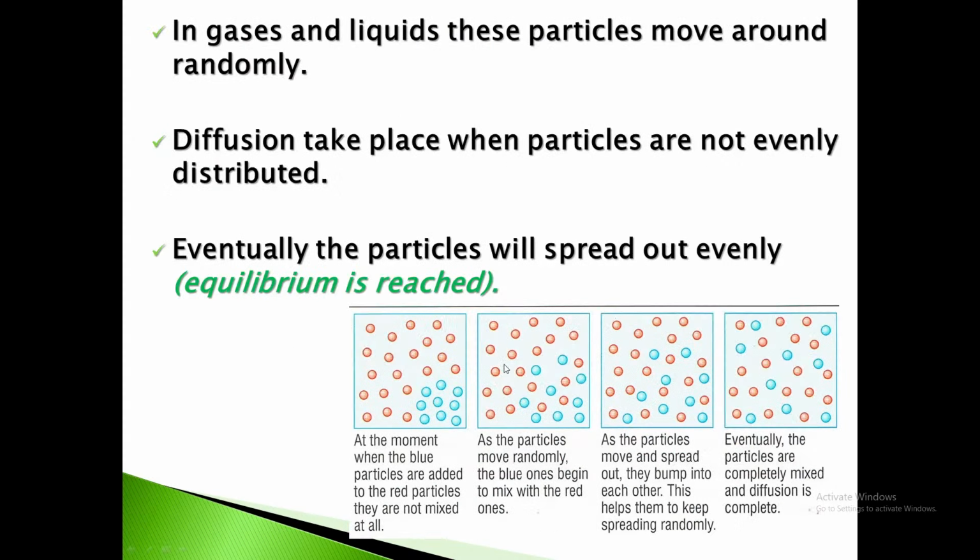All right, so these boxes now, we're going to use them to further explain diffusion. The first point is saying, in gases and liquids, these particles move around randomly. So any substance that is moving by the process of diffusion normally moves randomly. So let's focus on the first box. We have some particles. We have some that have a reddish appearance, and we have some that have a blue appearance.